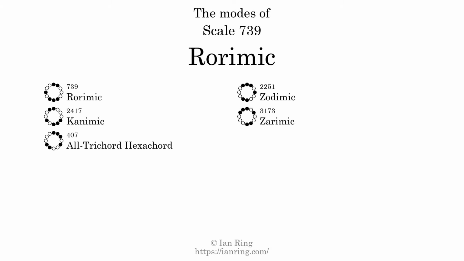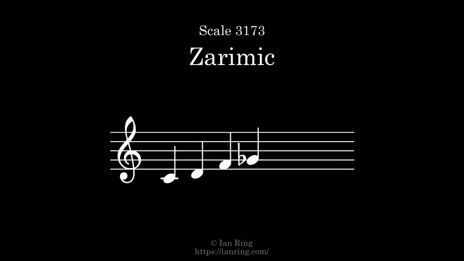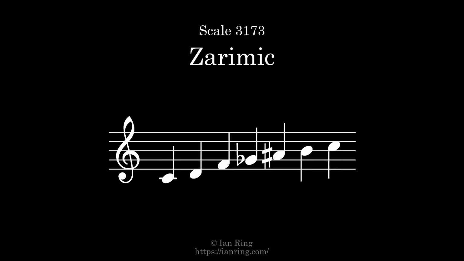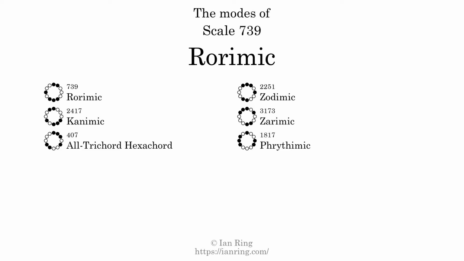The fifth mode is scale 3173, also known as Rorimic. It sounds like this. The sixth and last mode is scale 1817, also known as Frithemic. It sounds like this.